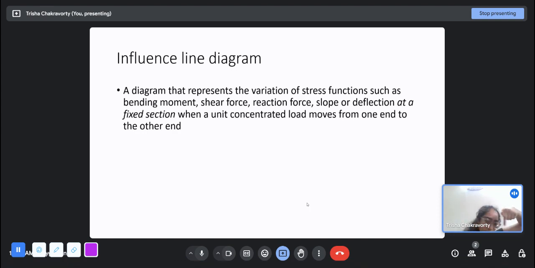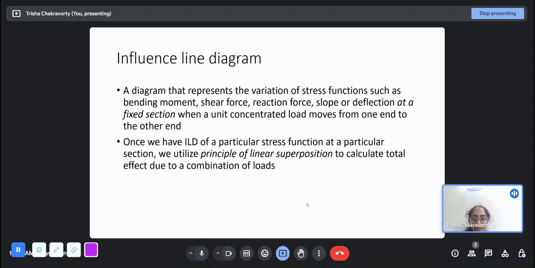A unit concentrated load moves, and we are looking at only one section at a particular point of time. Here the variation of x is the movement of the load, not the section. Since we are looking at linear structures, suppose there are five loads on a structure. If we individually study the response due to each load, and then just algebraically add the five, with sign plus minus, then we will end up getting the total response. This is what it says.